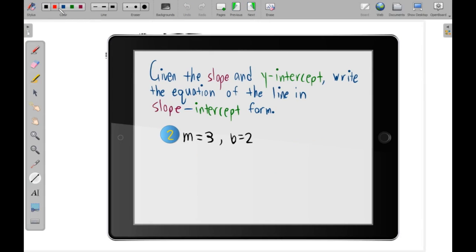Okay, so try this one on your own. Okay, so our m is 3 and our b is 2. So y equals 3x plus 2.